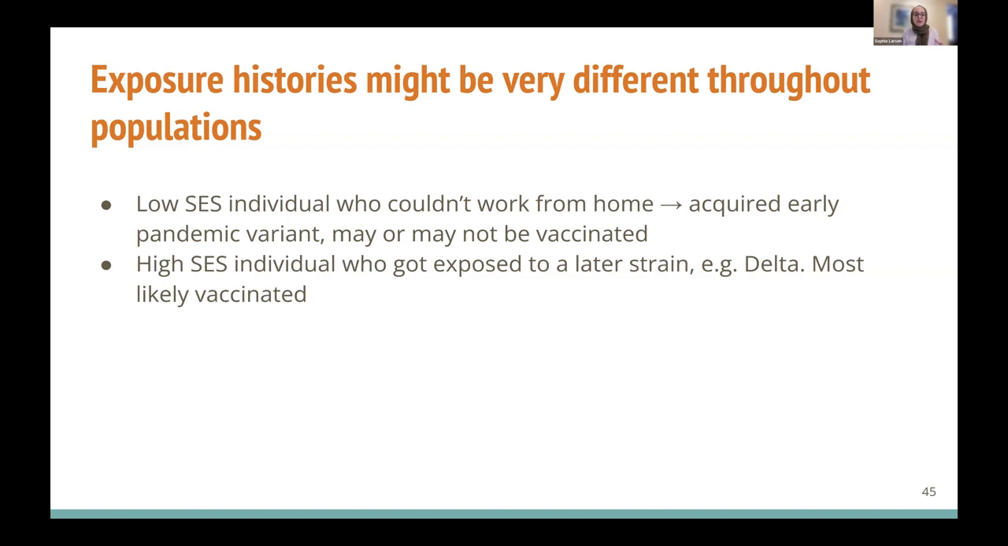So, if you imagine we might have an individual with low socioeconomic status who couldn't work from home in the early pandemic. So maybe they're more likely to have acquired an early pandemic variant, a wild type variant. And then they may or may not be vaccinated, right? We saw from those curves, like, maybe if you're in California, you didn't get a vaccine because there was so much vaccine disparity. But a high SES individual who got exposed to a later strain, maybe they worked from home, but they were starting to relax around the Delta wave. And so they end up getting Delta, and they're most likely vaccinated against COVID-19 based on the trends that we saw.